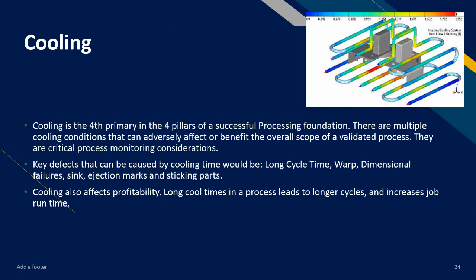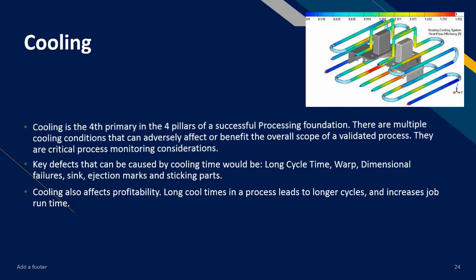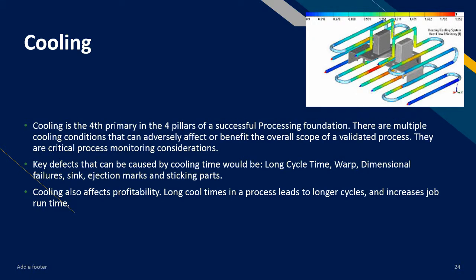Cooling would be the fourth primary in the four pillars of a successful processing foundation. There are multiple cooling conditions that can adversely affect or benefit the overall scope of a validated process. They are critical process monitoring considerations.